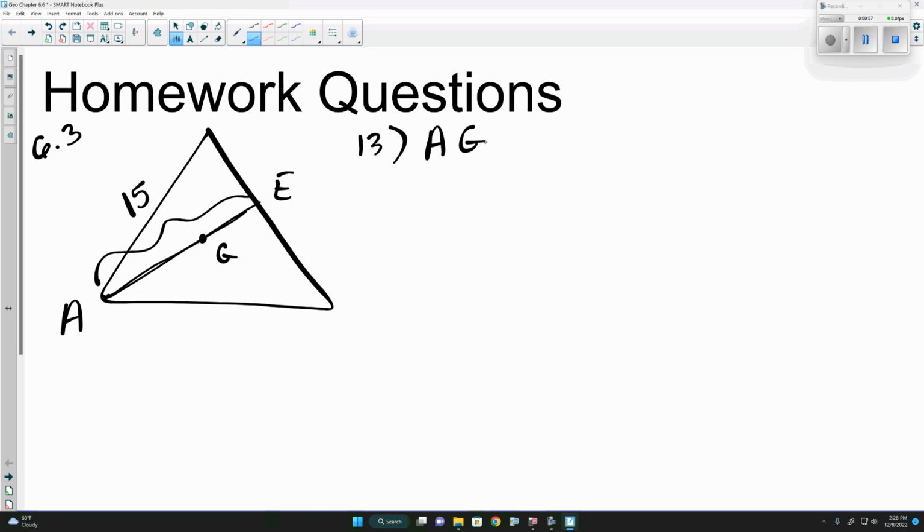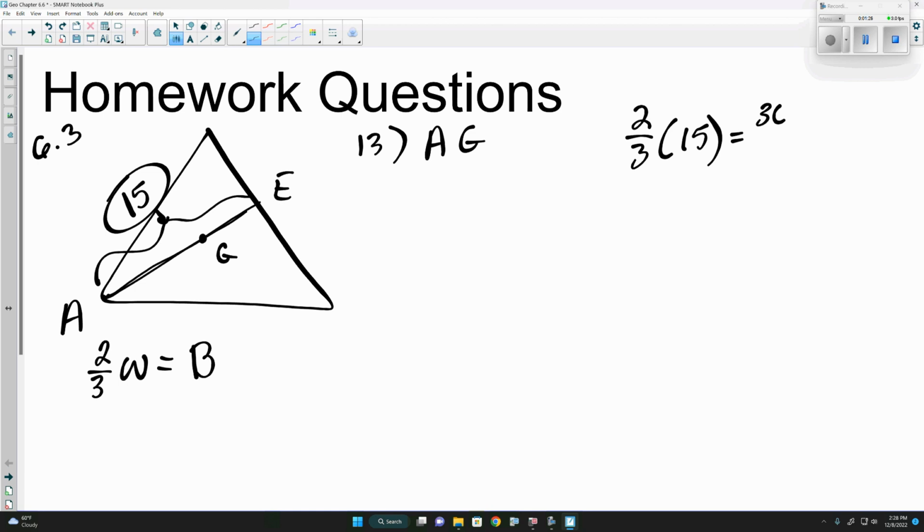So the whole thing is 15 because it told us in the problem that AE was 15, and AG is 2/3 of the whole, so AG, the bigger length, is going to be 2/3 of 15. Well, we can do 15 times 2, which is 30, and 30 divided by 3 is 10, so AG is 10.